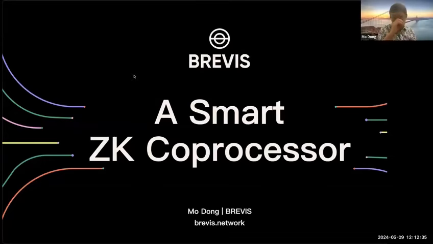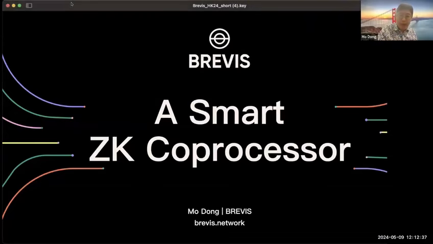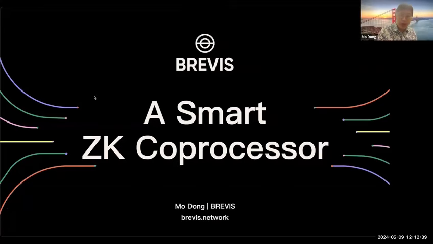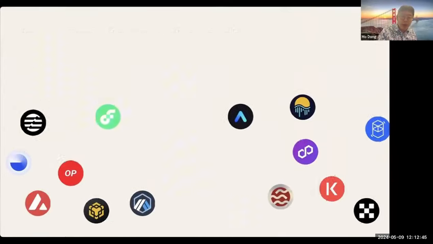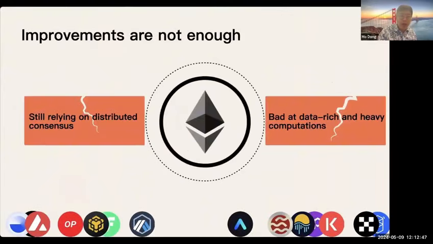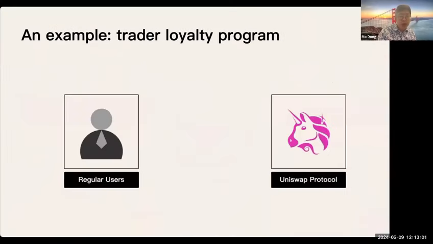Let's start. So, Brevis is a smart ZK coprocessor. So, what is a ZK coprocessor? Well, we have seen blockchain evolution for so many years with layer 2, layer 1s introduced, but these improvements are still not enough in the sense that all of these constructs are still relying on distributed consensus, and the blockchain as a construct itself is generally bad at data-rich and heavy computations.